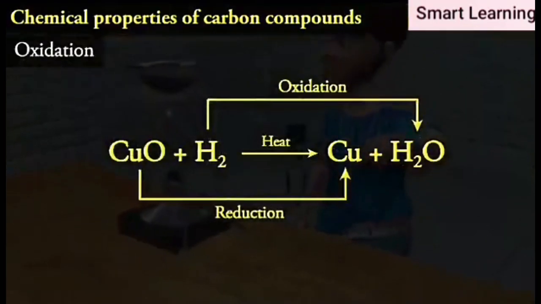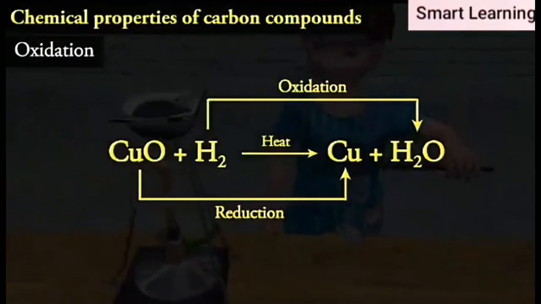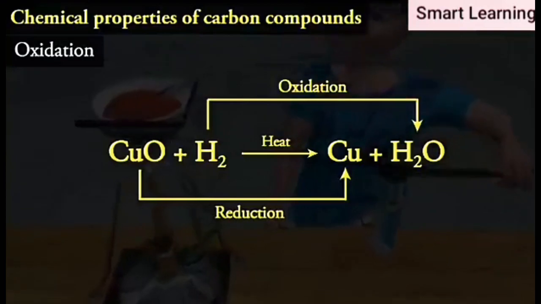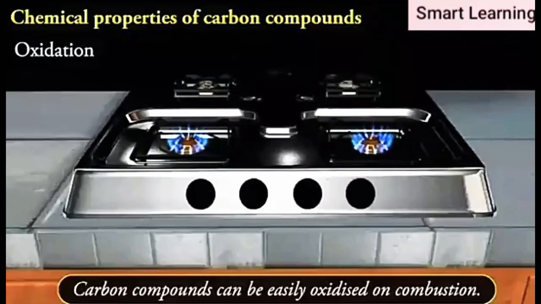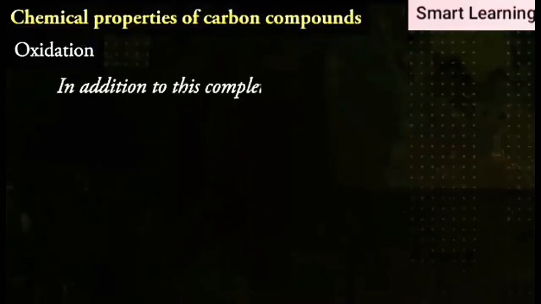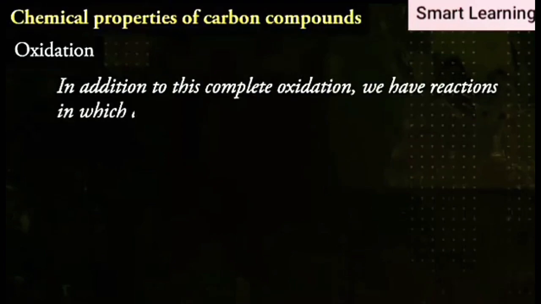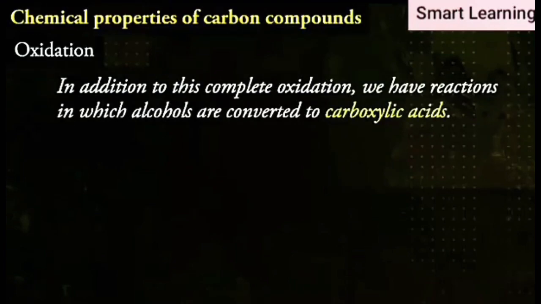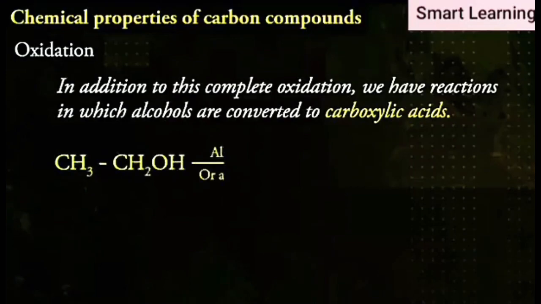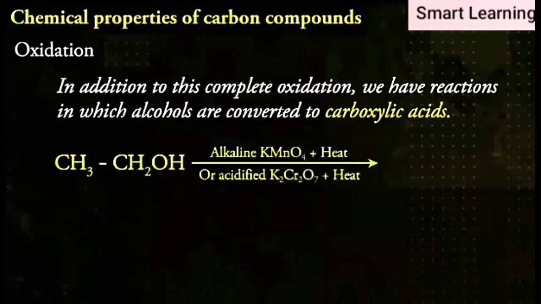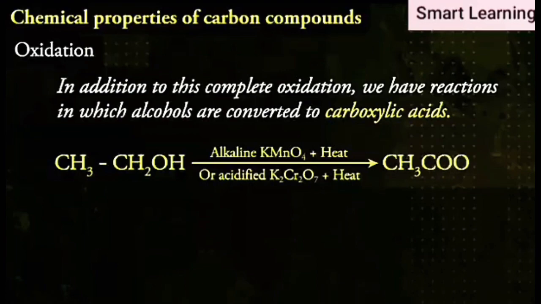You have learnt about oxidation reactions in the earlier modules. Carbon compounds can be easily oxidized on combustion. In addition to this complete oxidation, we have reactions in which alcohols are converted to carboxylic acids. The reaction being CH3-CH2OH reacting in the presence of alkaline KMnO4 plus heat or acidified K2Cr2O7 plus heat gives CH3COOH.